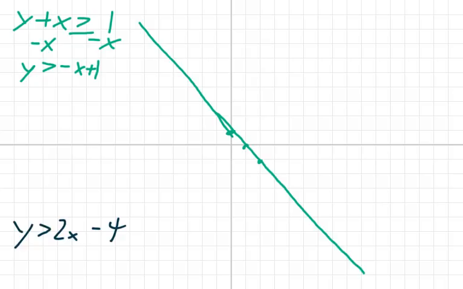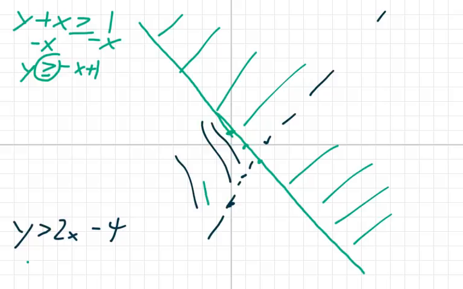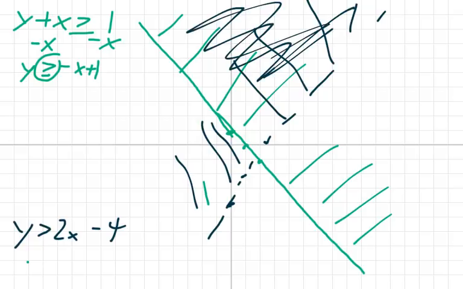2x minus 4, down 4, up 2 over 1, and we are going to make a dotted line. Since we are greater than, this should be greater than or equal to, we are shading above that line. Greater than this one means that we are above this one, and so since we're above both lines, we shade this portion over here.